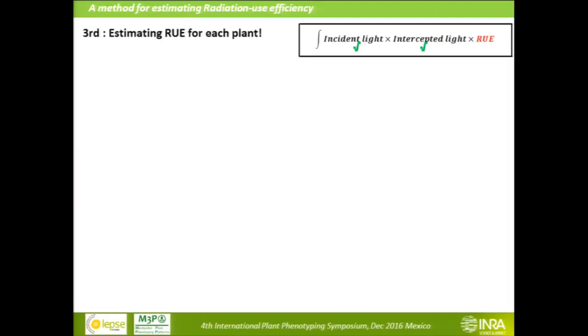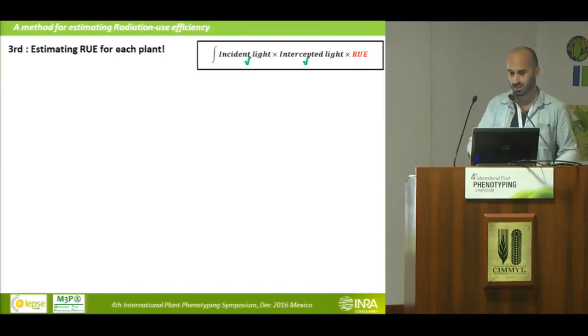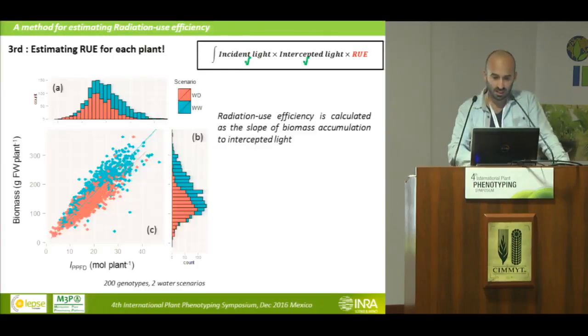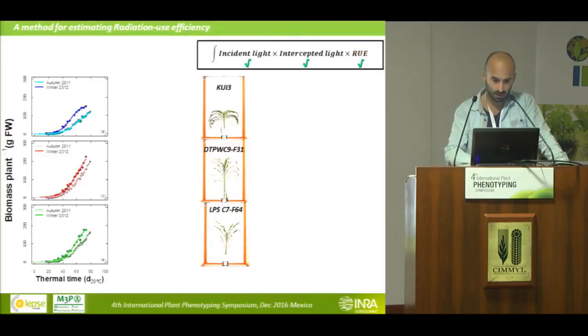So now we have how much incident light arrives to each plant, how much of this light is intercepted, and finally we want to calculate how efficiently this intercepted light is converted to biomass. So it's just calculated as the slope of the biomass accumulation to intercepted light, provided that we can estimate the biovolume, which is related to biomass, non-destructively and quite easily.